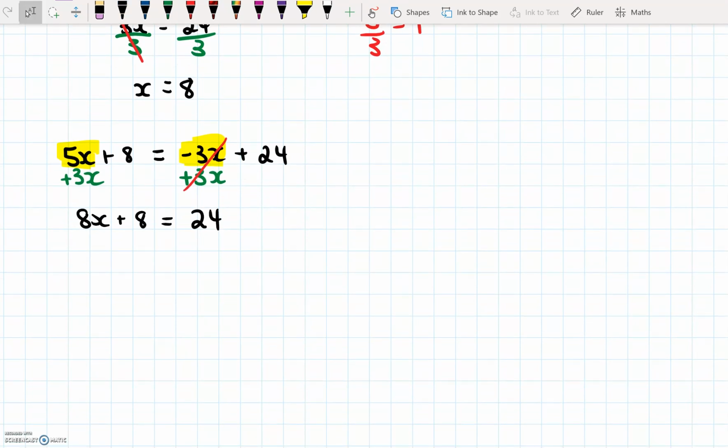Okay, at this point, our next step is to get rid of the 8. So we're going to minus 8 from both sides. It's currently a positive 8. So 8x is left on the left. 8x is equal to 24 minus 8, which is 16. And then we will divide by 8. Okay, 8x divided by 8 gives us x, and 16 divided by 8 is equal to 2.